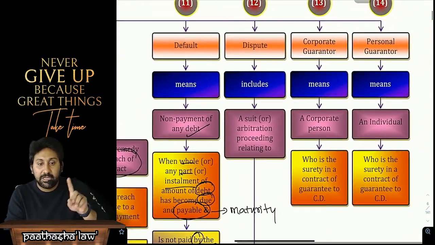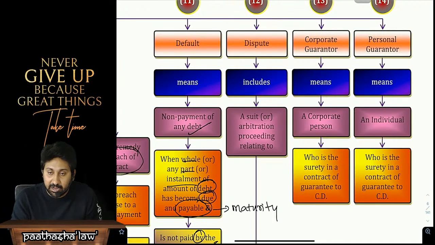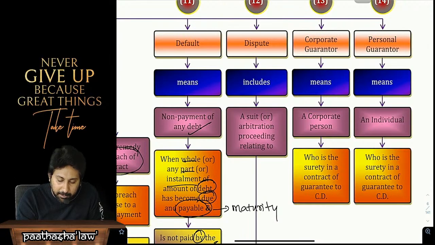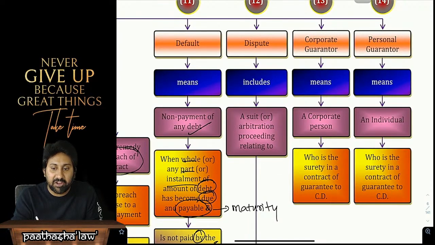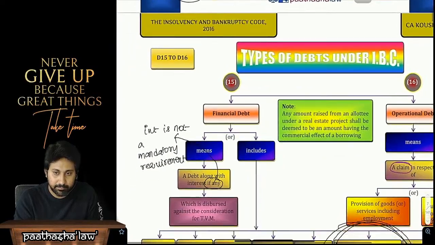Next. Dispute definition we are not going to read now. Section 8, subsection 2, clause A. When we come there, we will define it. Corporate debtor and corporate guarantor, personal guarantor. Corporate guarantor means a guarantor in the form of a company. Personal guarantor means a guarantor in the form of an individual. That's all. Okay, completed. Next issue.